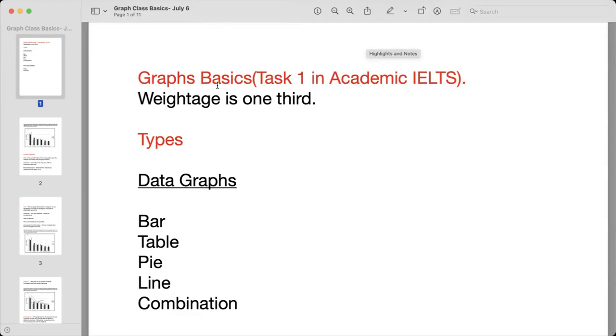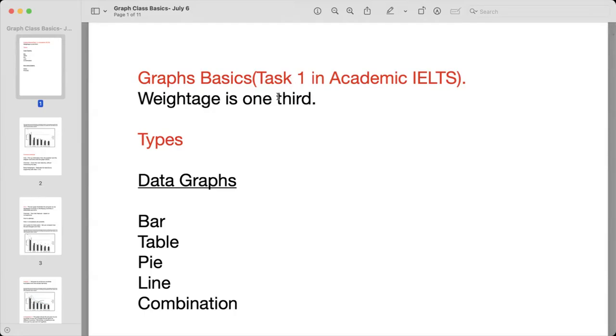Okay, so first I'll answer some basic questions. The first one is that the weightage of the graph is one third. Basically, out of the 9 bands, 6 bands are reserved for the essay, and 3 bands are for the graph, which is task one. And so, out of the 1 hour, I would say you should not allot more than 25 minutes to the graph and the remaining 35 to 40 minutes to the essay because the weightage demands so. So, giving more time to task one is not recommended.